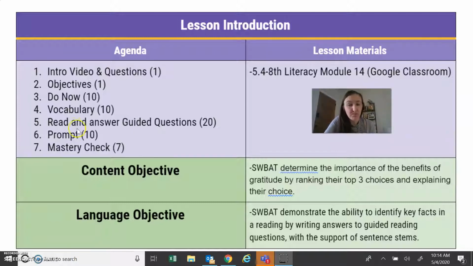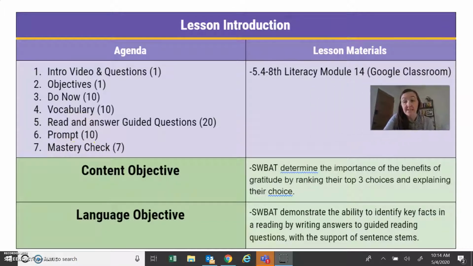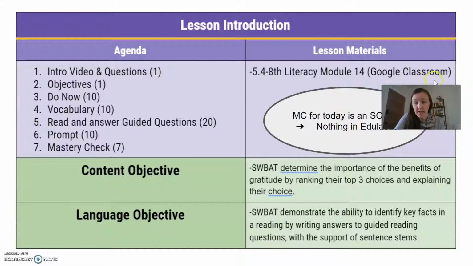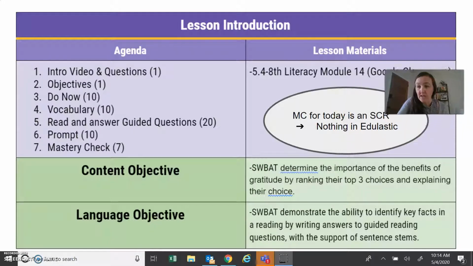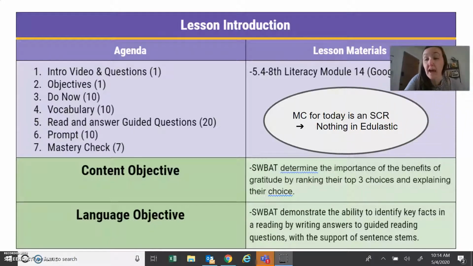There is an SCR prompt and you are going to write an SCR for your mastery check. So that's just kind of the main update I wanted to let you know of, that there is not a mastery check on a Scholastic for this module. Your SCR is going to be your mastery check for today.